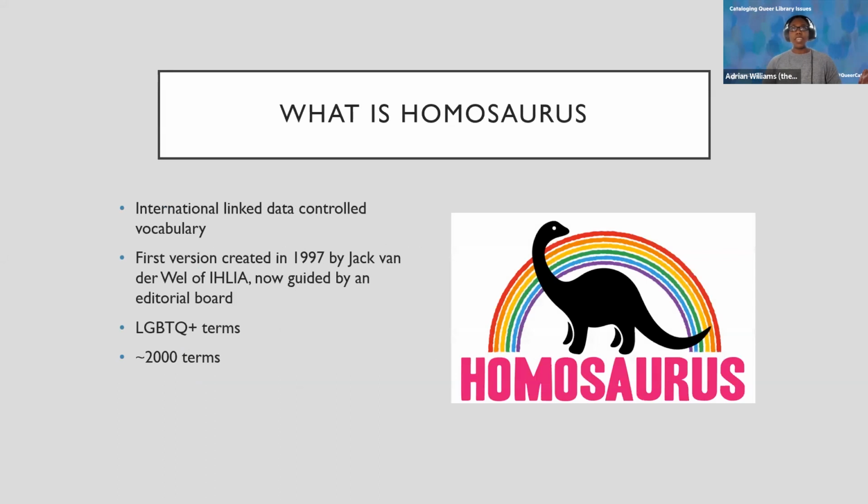The Homosaurus is an international linked data controlled vocabulary. The first version of it was created by Jack van der Wel for the IHLIA LGBT Heritage archive. It's gone through 2 revisions so far, and it currently has roughly 2,000 terms that are meant to supplement general controlled vocabularies like LCSH. Homosaurus covers topics that include gender diversity and variance, sexual identity and orientation, as well as general terms that hold a queer context in history, such as surrogacy, enemas, Amazons, etc.